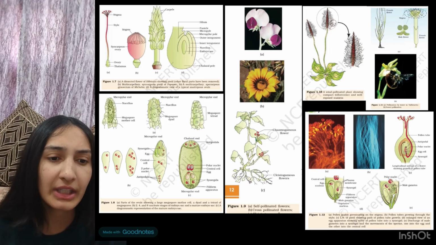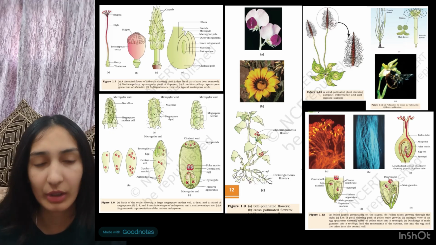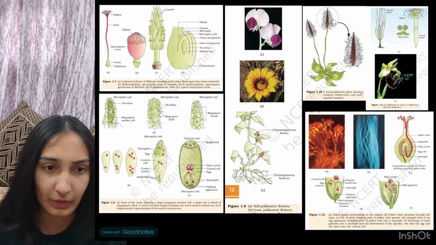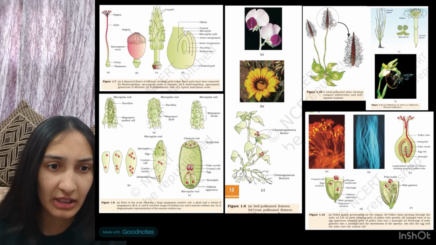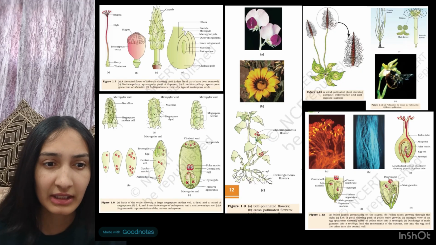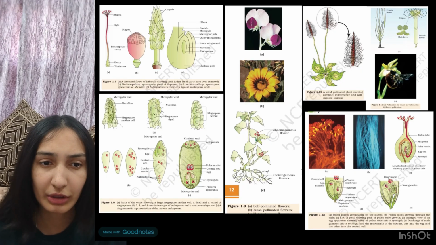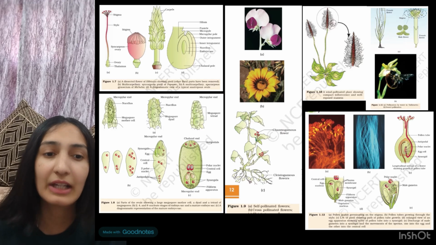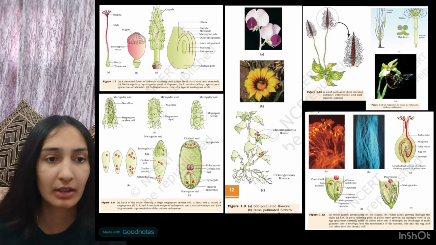Next, figure 1.9a depicts the self-pollinated flowers. Then B depicts the cross-pollinated flowers. And in C you can see we have the chasmogamous flower and cleistogamous flower. Then in figure 1.10 we can see a wind pollinated plant which shows compact inflorescence and well exposed stamens.